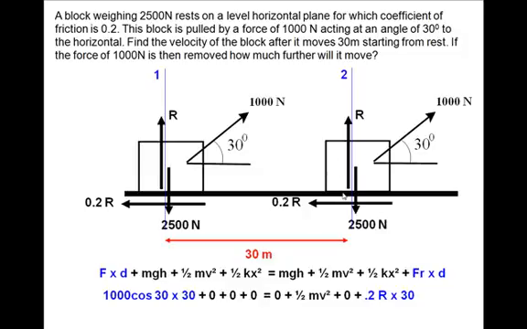The normal reaction here we can calculate by simple statics, writing sigma Fy equal to 0 in the vertical direction. What we'll get is 2500 equals R plus 1000 sin 30.